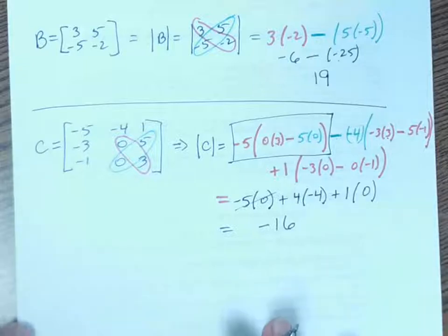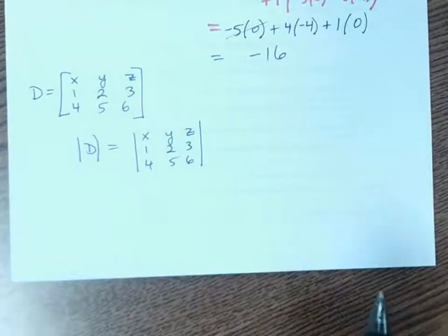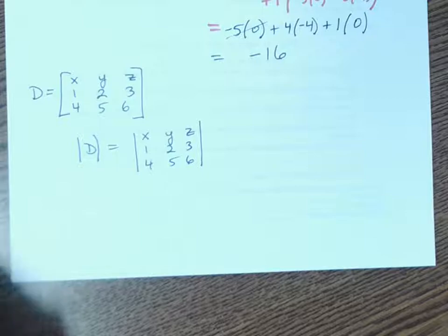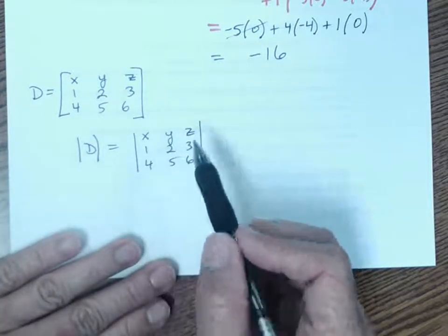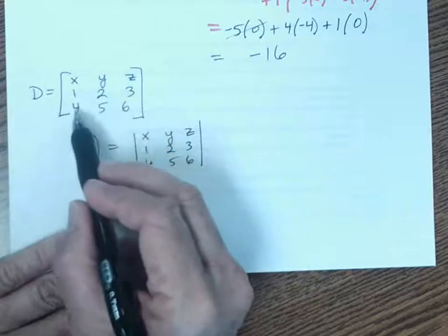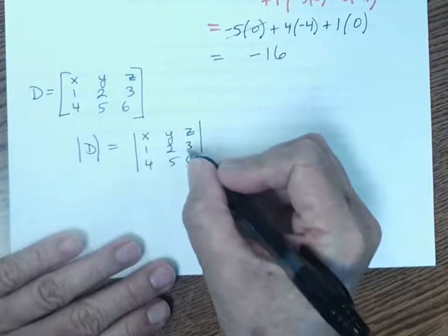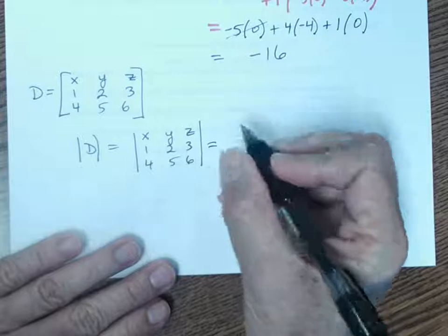I'll do this again, and this time we're going to use letters instead of numbers. For some of them, it might make it a bit easier to see what's going on. Okay, so here is my new matrix. This time I've got some letters in it. So along the top row, I have X, Y, and Z. And then 1, 2, 3, 4, 5, 6. So let's find the determinant of this matrix D.